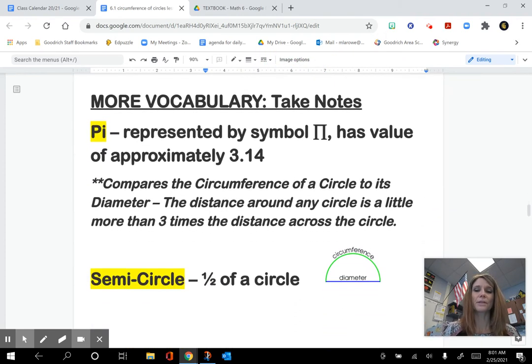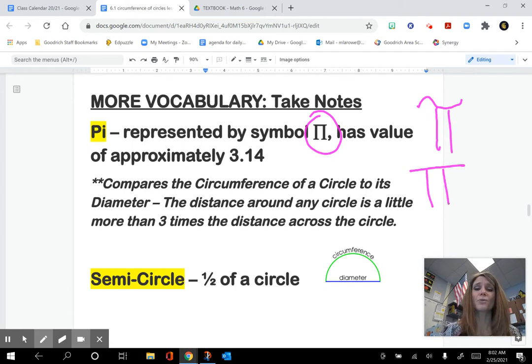So our other vocabulary on your handout is the value of pi. And pi is represented by the symbol, kind of looks like a tabletop with 2 legs. Some people draw it kind of squiggly like that with 2 legs coming down. Really depends on the computer font that you've chosen for what it's really going to look like. It may just look like straight across, 2 lines down like that as well.